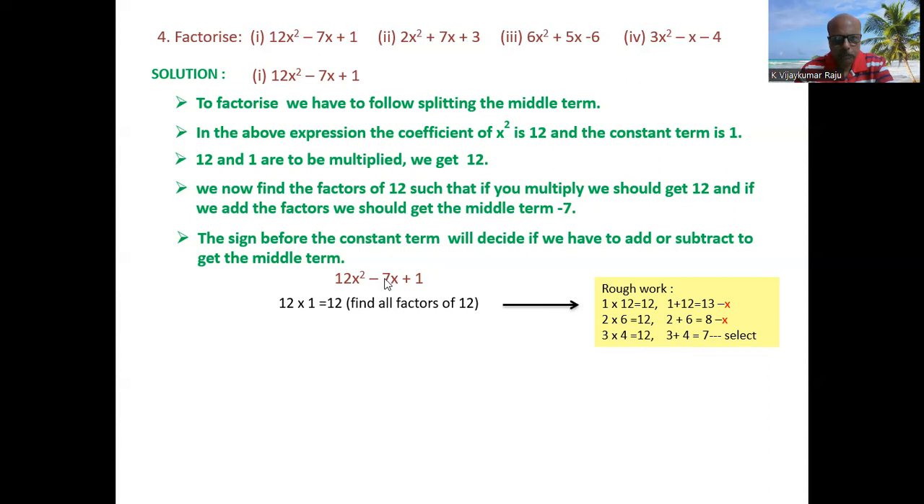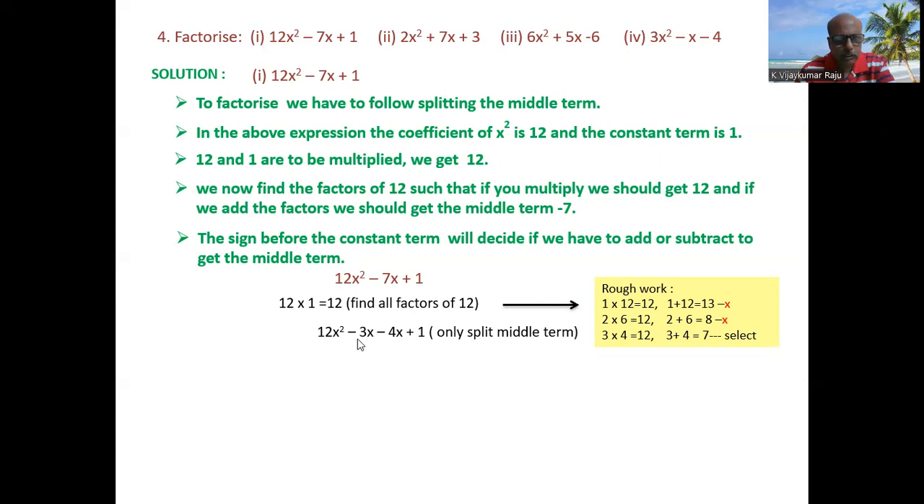So I want the middle term to be 7. Here I am getting 13, so this is ruled out. Here I am getting 8, which is also ruled out. So this is the one I said, my factors should be 3 and 4. So I write it as 12x square minus 3x minus 4x plus 1. Thus splitting the middle term, 7 has been written as minus 3 and minus 4.